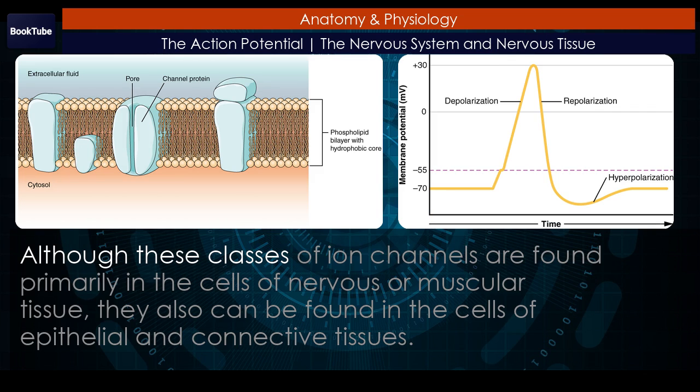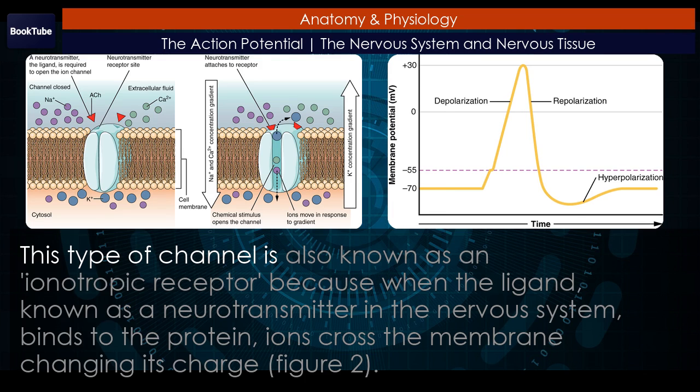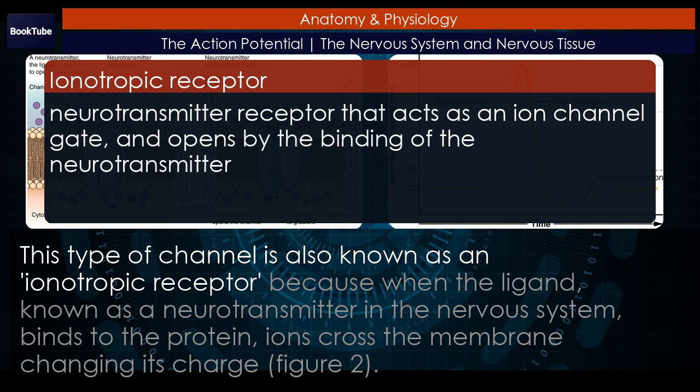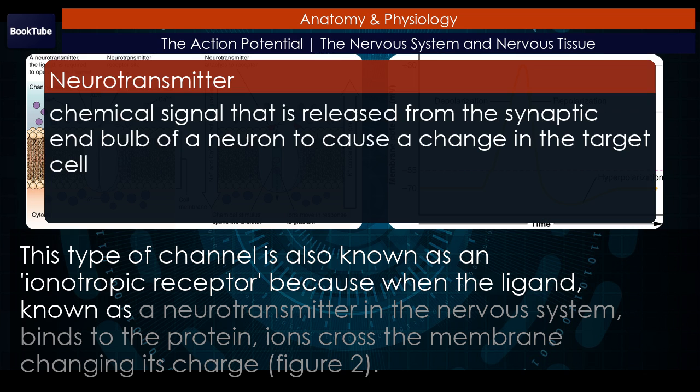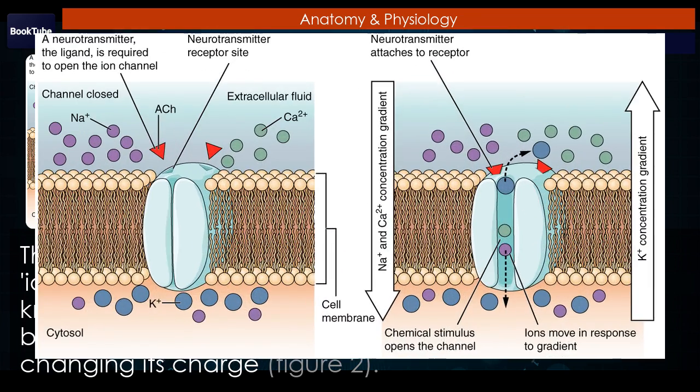Although these classes of ion channels are found primarily in the cells of nervous or muscular tissue, they also can be found in the cells of epithelial and connective tissues. A ligand-gated channel opens because a signaling molecule, a ligand, binds to the extracellular region of the channel. This type of channel is also known as an ionotropic receptor, because when the ligand, known as a neurotransmitter in the nervous system, binds to the protein, ions cross the membrane, changing its charge. Figure 2.